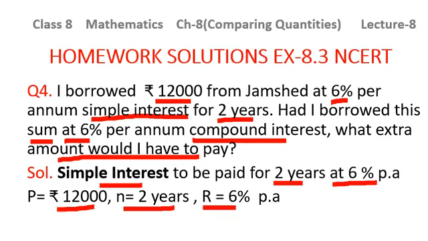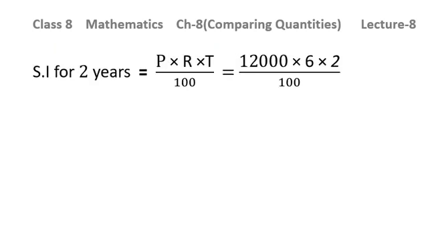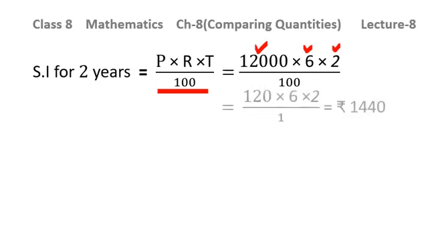So simple interest case we are taking first. Principal is 12,000 rupees. Time is 2 years. Rate of interest is 6% per annum. Now we know the formula for SI, that is simple interest, P into R into T divided by 100. So this is your principal, this is your rate, that is 6% per annum, and time is 2 years. So putting the values in the formula, you will be getting 1440. This is your simple interest for 2 years.